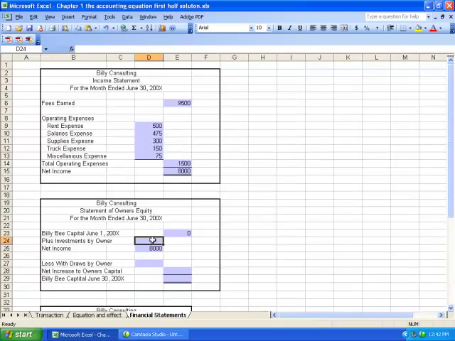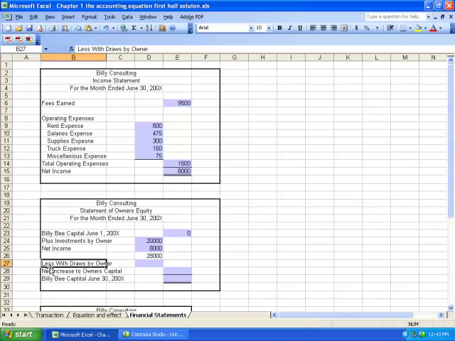So the contribution by the owner, $20,000. We can use this line to summarize our total increases to capital. 20,000 plus 8,000 would be 28,000 total increases. Step 3 is to summarize the subtractions from the capital account over the period.